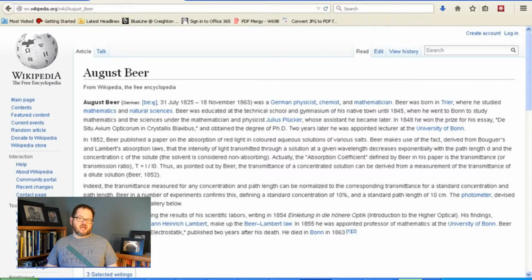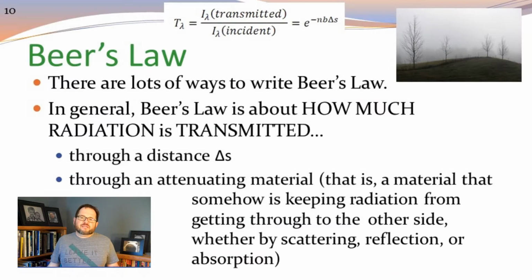He was a German physicist in the early 19th century. And it's sometimes more correctly referred to as Lambert-Beer's Law, because there was another scientist involved in such a thing. But anyway, Beer's Law is sort of the name that has stuck. And there are a number of ways to write Beer's Law, as often is the case with those kinds of rules.